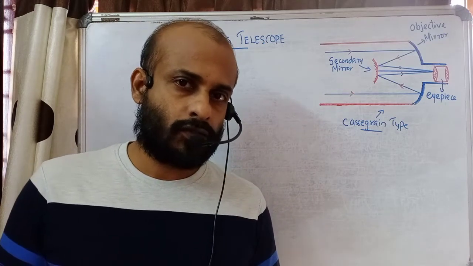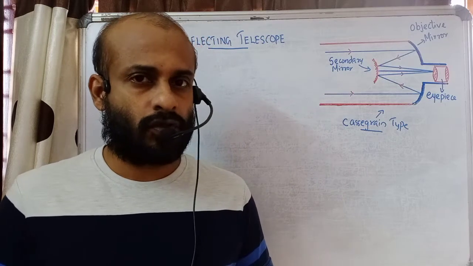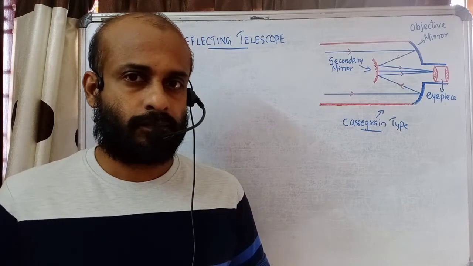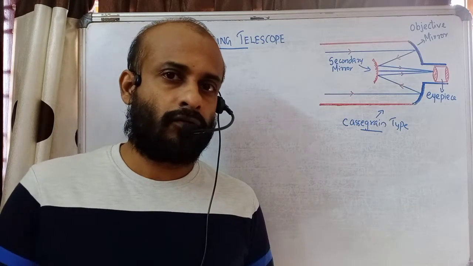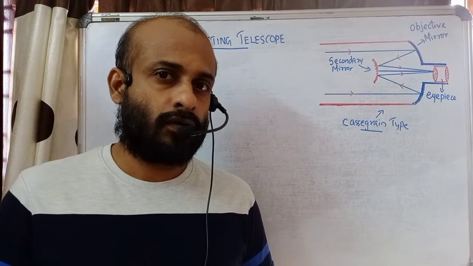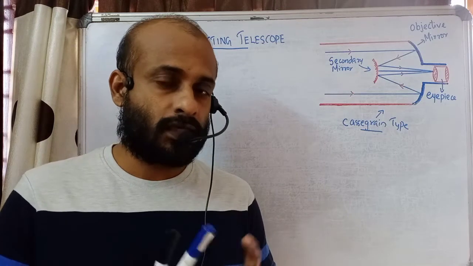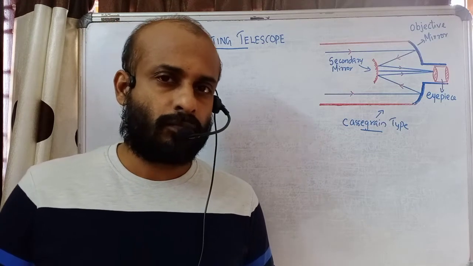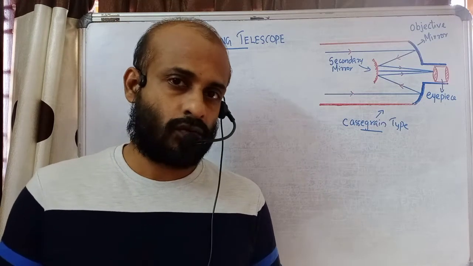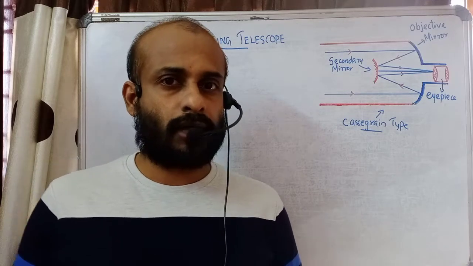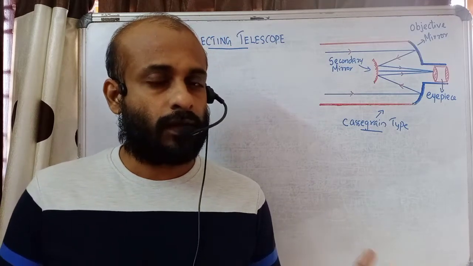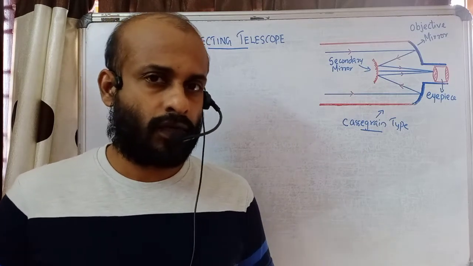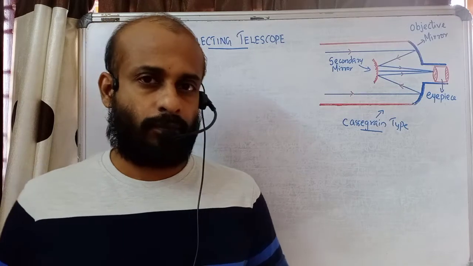The main drawbacks of refracting type telescopes were: first, they suffered from chromatic and spherical aberration. And second, we needed a very big sized objective lens. So it was very difficult to make such a lens and difficult to handle also. These were the main drawbacks of refracting type telescopes. To overcome the difficulties, we have another type of telescope known as the reflecting type.